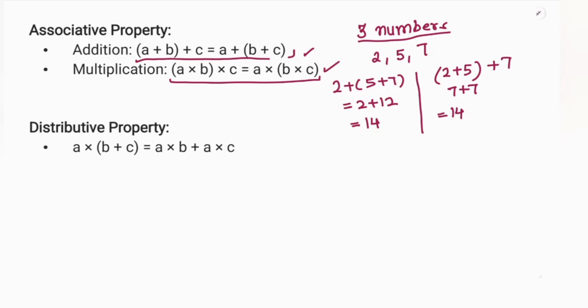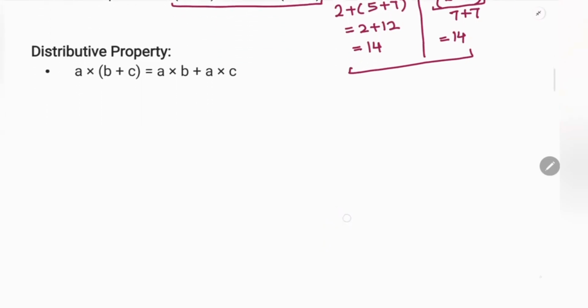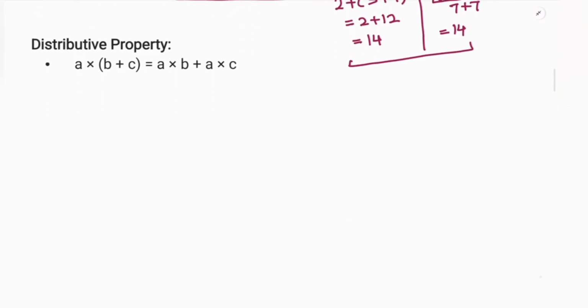Whether you add the last two numbers first and then add the first number, or you add the first two numbers and then add the last number, this is what associative property is. After that we have, this is a little bit tricky, distributive property. What is distributive property?